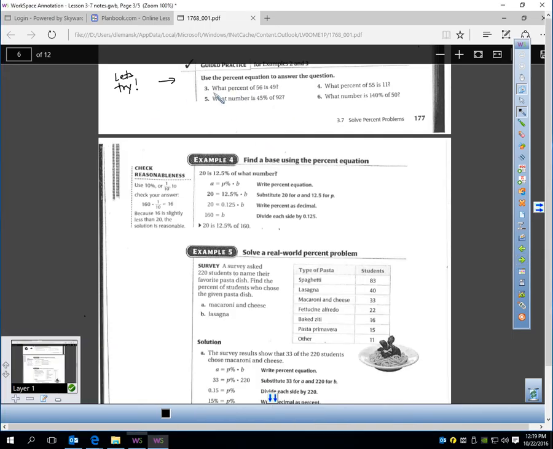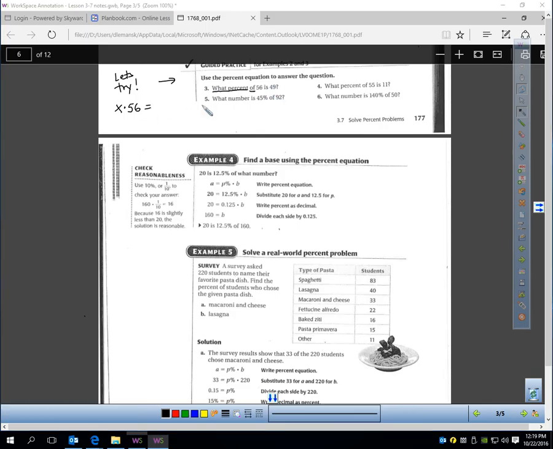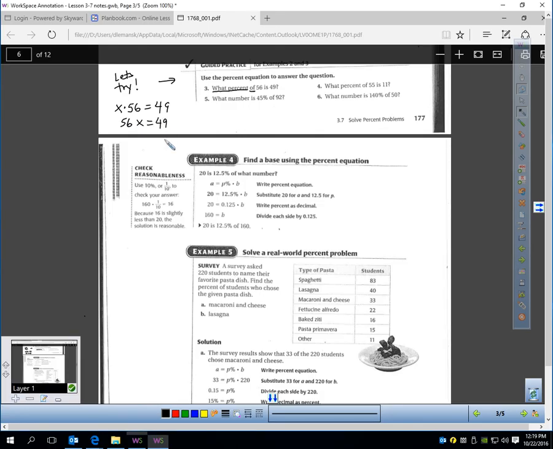So ready? What percent? Well, I don't know. That's an unknown. Put X. Of, now remember on my last slide, of means times. 56 is means equal 49. Well, look at what I wrote. 56x equals 49. All right, let's divide each side by 56. Think of the onion. Let me take my calculator. I'm going to take 49 divided by 56.